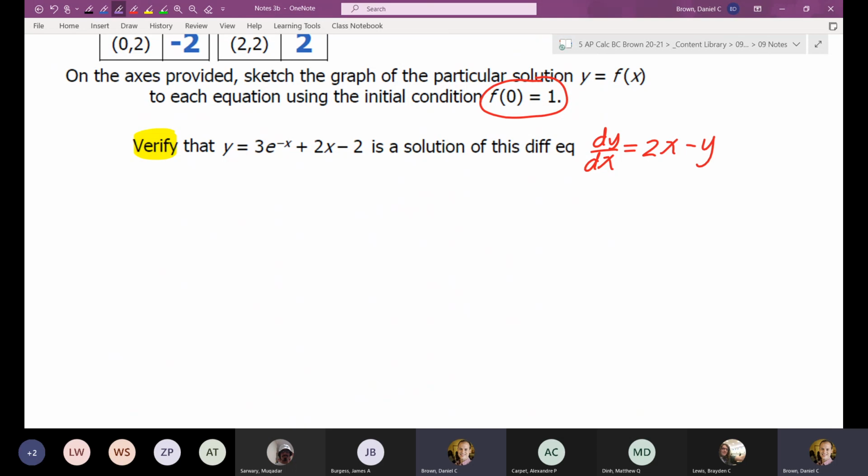What might be the first thing you try to do if you're trying to show that that is the derivative? Just take the derivative, all right? So we have y, its derivative is y prime or dy dx. So that's going to be 3e to the negative x times negative 1 from the chain rule. The derivative of 2x is 2, and of course the negative 2 goes to 0. We want to show that this dy dx is the same as the other dy dx.